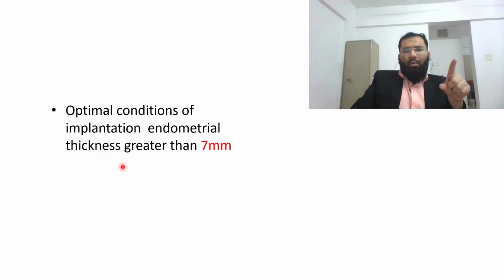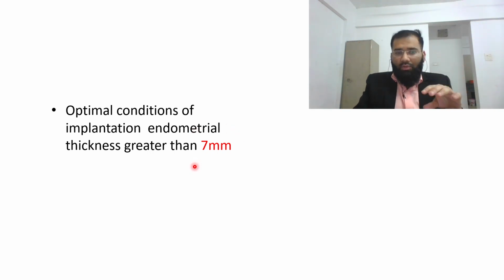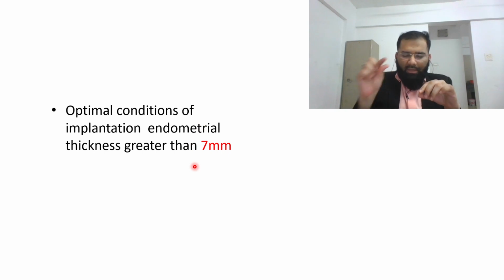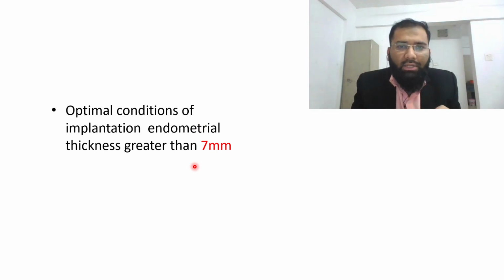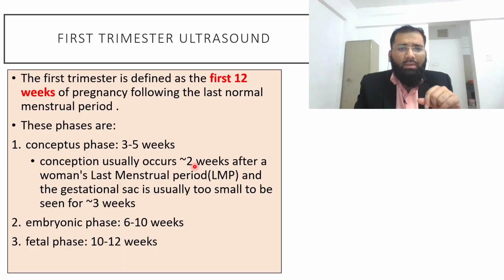One important point: the optimal condition for implantation is that the endometrium is at least 7 mm thick. The endometrium has to be a minimum of 7 mm thick so that implantation occurs.